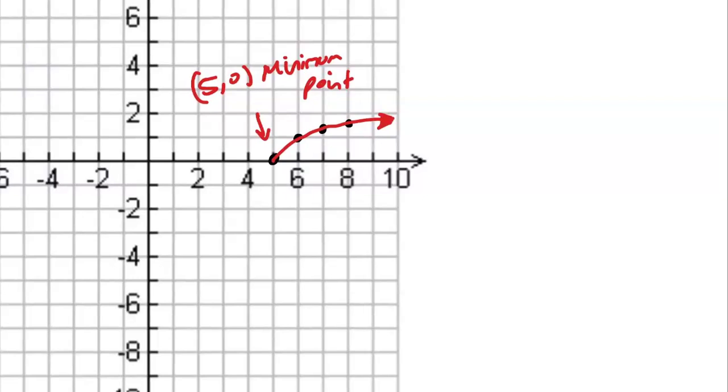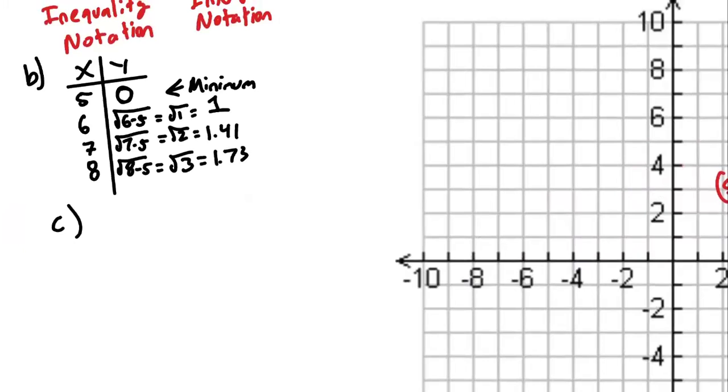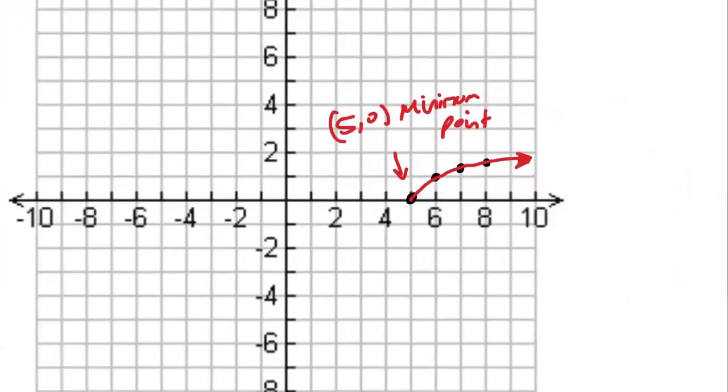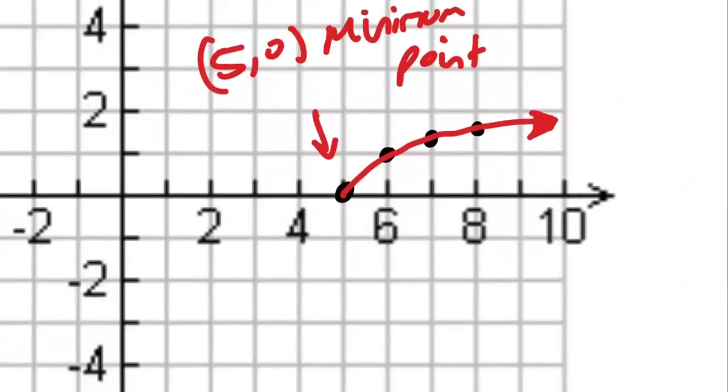Okay. Part C is asking you to, based on the graph, determine the range of the function. The range meaning your y, right? Because that's your y. What happens to our graph as it increases? It increases from what y coordinate? No. It increases from 0, right? The y coordinate here is 0, and it's going to keep increasing.